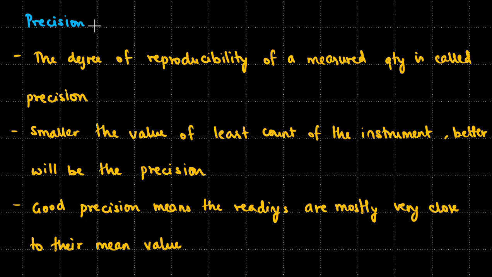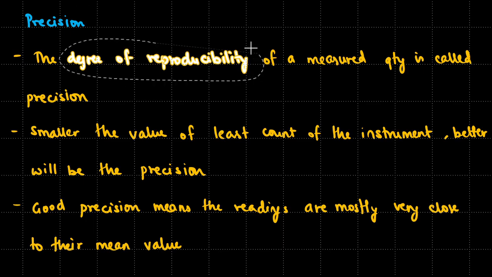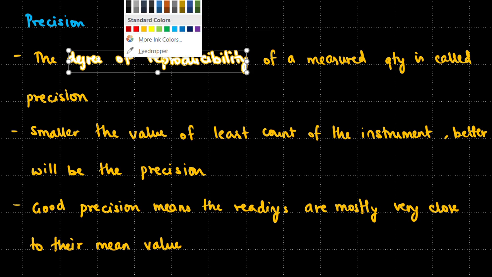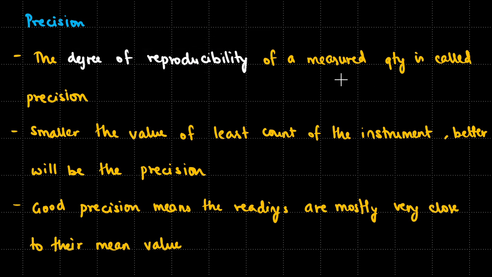The key points here: the degree of reproducibility of a measured quantity is called precision. It depends on the least count. The smaller the least count, the better the precision of the instrument. So if the least count goes down, the precision increases.